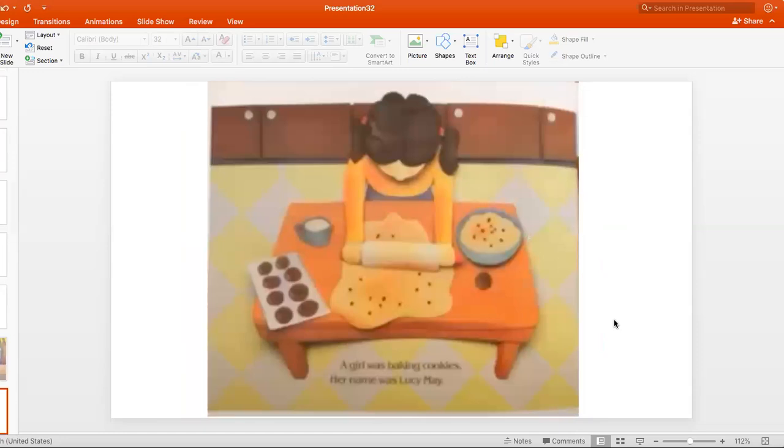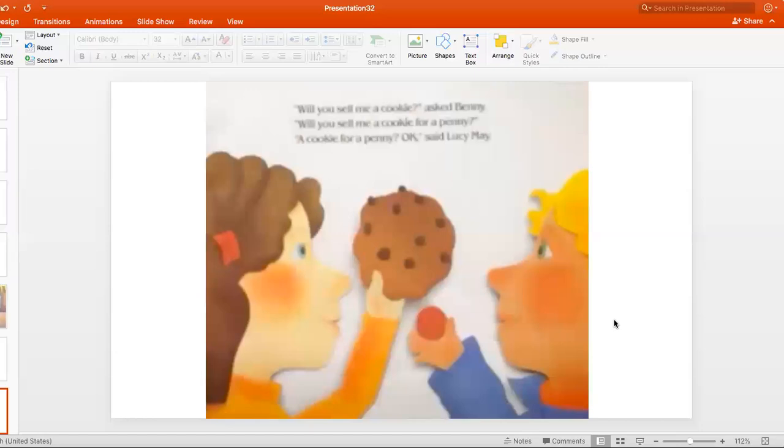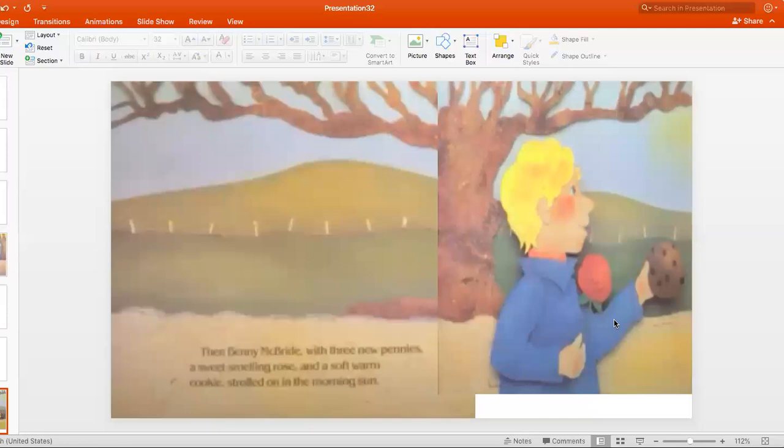A girl was baking cookies. Her name was Lucy May. Will you sell me a cookie? asked Benny. Will you sell me a cookie for a penny? A cookie for a penny? Okay, said Lucy May. Then Benny McBride, with 3 new pennies, a sweet-smelling rose, and a soft, warm cookie, strolled on in the morning sun.